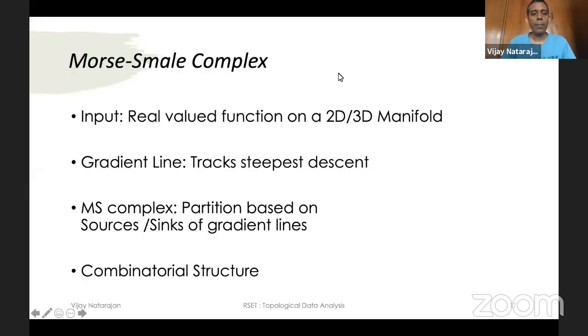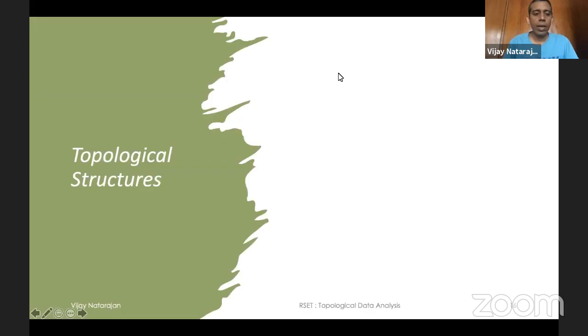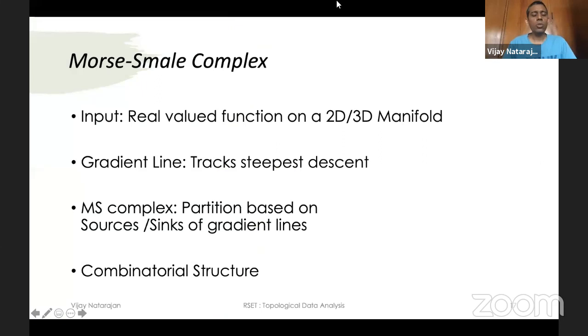Okay. Right. So I want to next talk about two topological structures. I'm going to give quick definitions. I'm not going to do this in great detail. The first is called the Morse-Smale Complex. The topological structures that I'm going to introduce are primarily going to help us in the study of real valued or scalar functions.